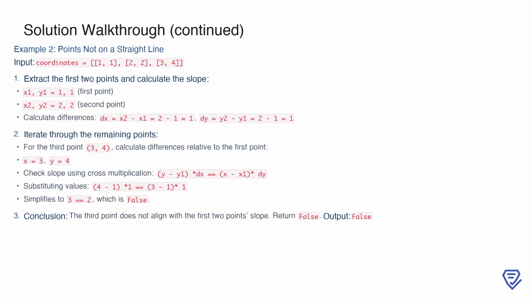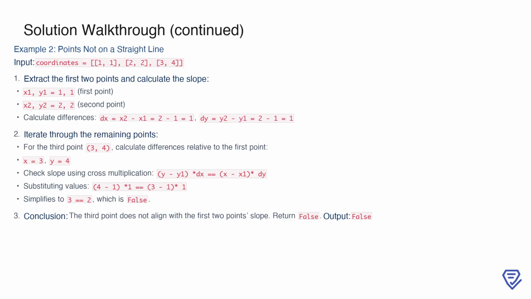Now, let's consider another example to test if the points lie on a straight line. The coordinates are 1, 1, 2, 2, and 3, 4. Again, we start with the first 2 points. For 1, 1, and 2, 2, we calculate dx as 2 minus 1, which is 1, and dy is 2 minus 1, which is also 1. This gives us the slope between the first 2 points.